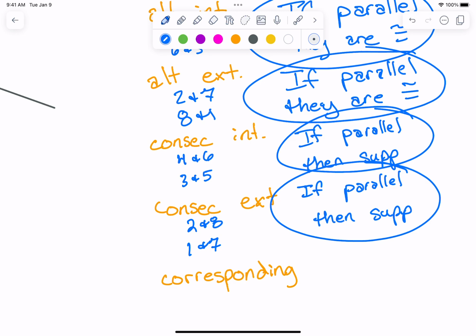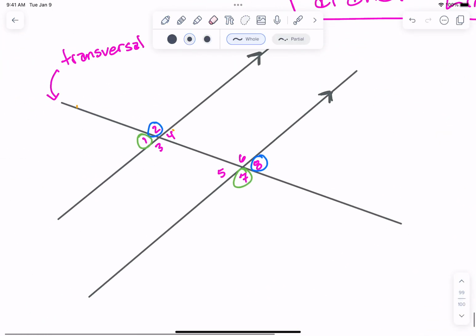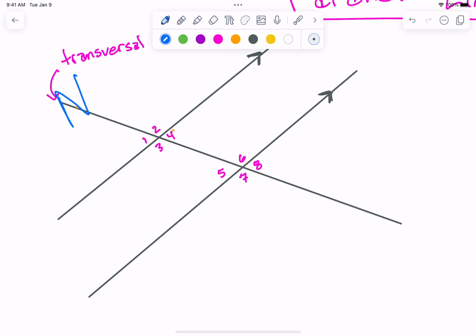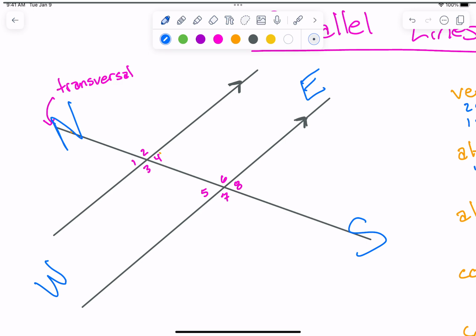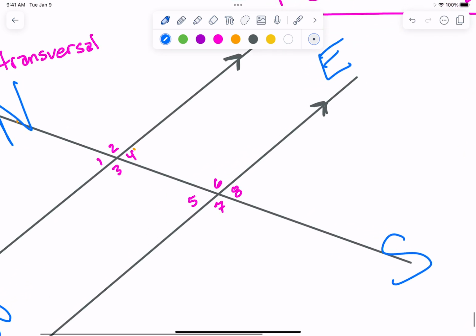Okay, the last one is corresponding. Corresponding is like the same corner of the intersection. So let's say this guy is north and this guy is south and this guy is west and this guy is east, right? Who is in the southeast corner? Why did you put 8? Oh wait, no, that's right. Who's in the southeast corner? 8 and 4. According to their intersection, they're both in the southeast corner. Do you see that?